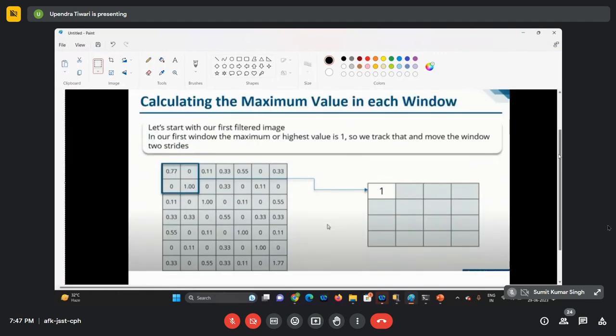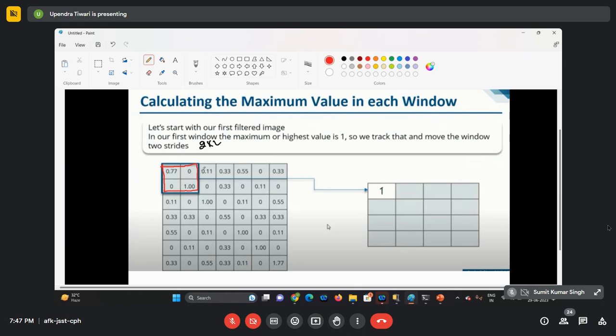Okay. So as we have told, we'll be taking the 2 by 2 window, and the stride value will be 2. We just took this 2 by 2 and we are moving this window. First of all, we went here, and the maximum value is what? The maximum value is 1. So we'll be keeping 1.